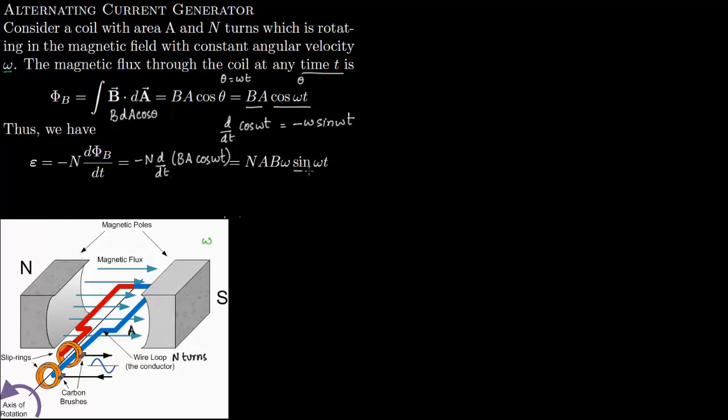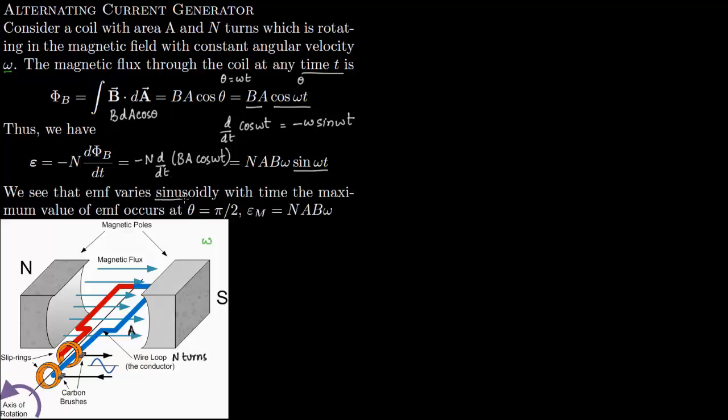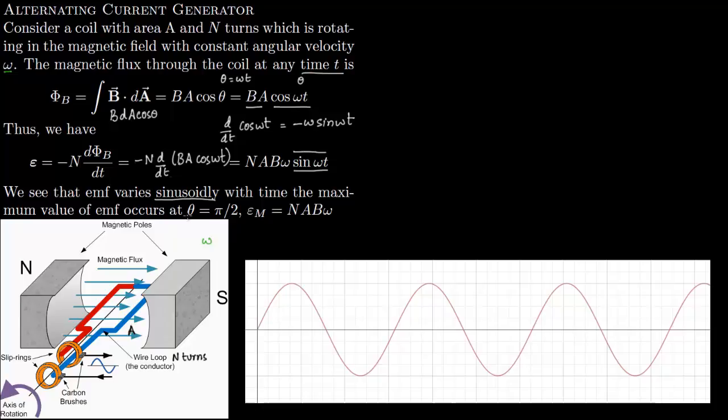So you notice the sine symbol here. So we see that this EMF or electromotive force, this varies sinusoidally with the time. So you have the sine here, so that's why we are saying it varies sinusoidally with time, and the maximum value occurs at theta equals to pi by 2.